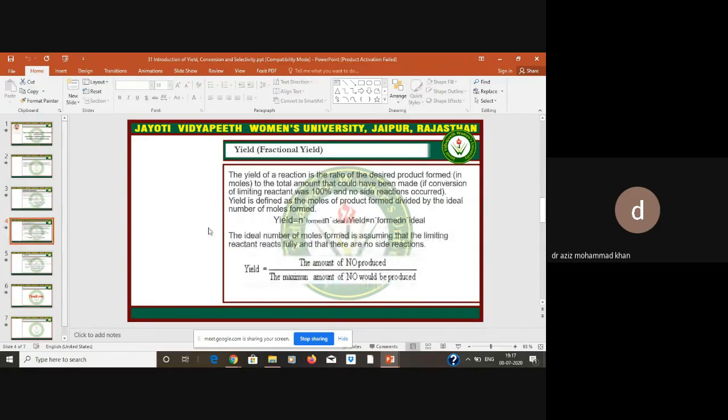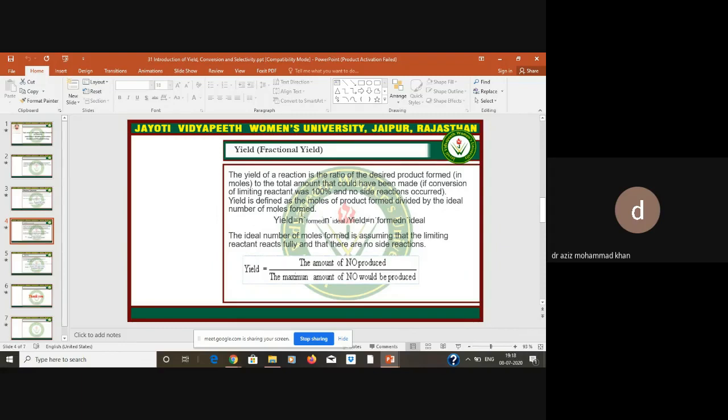The next is yield. The yield of a reaction is the ratio of desired product formed in moles to the total amount that would have been made if conversion of the limiting reactant was 100% and no side reactions occurred. Yield is defined as the moles of product formed divided by the ideal number of moles formed.